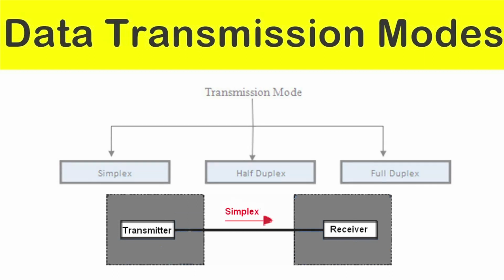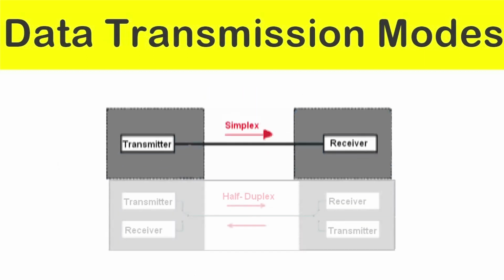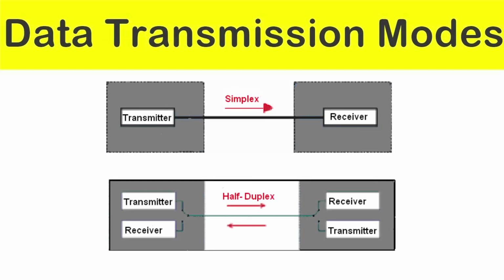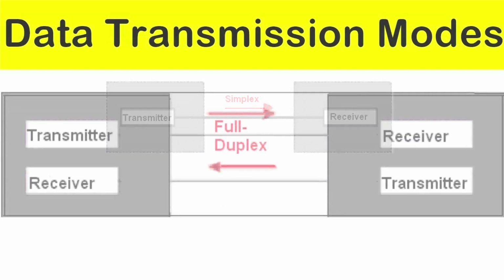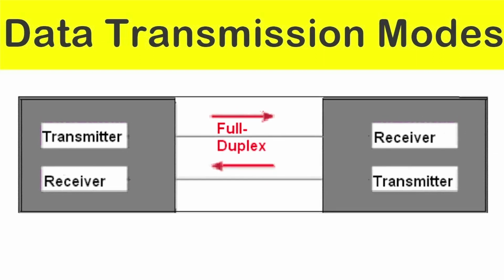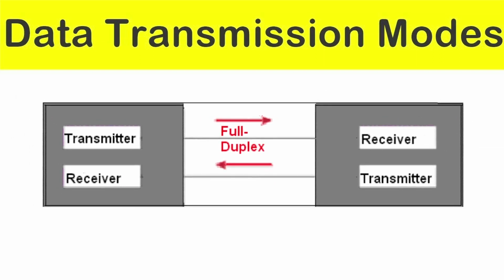This is the example of simplex. You can see in one direction it is sender, transmitter, receiver. Here you can see the difference with half duplex. You are sending and then you are receiving, but not simultaneously. And here you can see the full duplex, where you can send and receive both simultaneously.